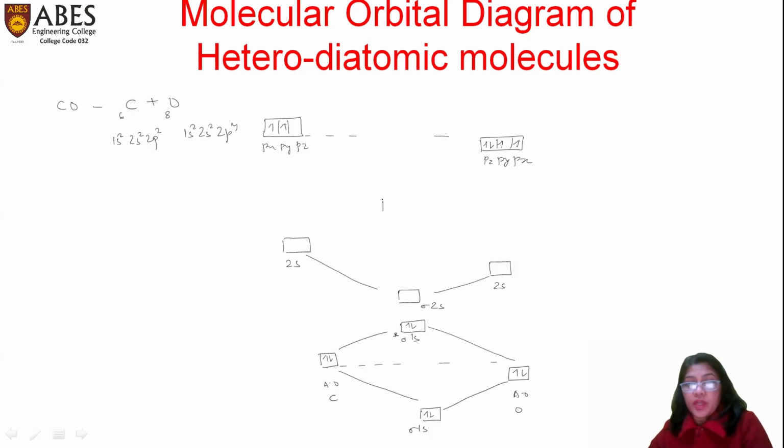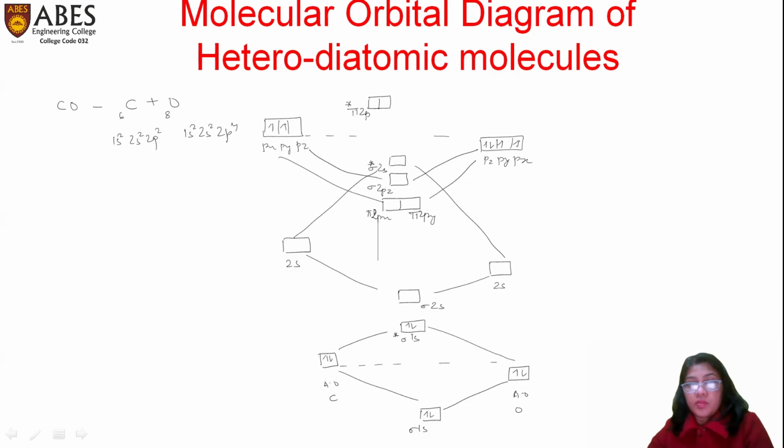In the case of type 1, we have pi px and pi py below and sigma 2pz. And in the case of the CO molecule, sigma star 2s lies above sigma 2pz. So here it lies sigma 2p. Filling the electrons, for the antibonding pi orbital, it is the same sequence. Pi star 2px and pi star 2py will be below and sigma star will be above.